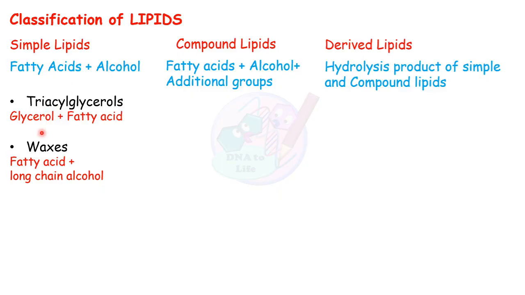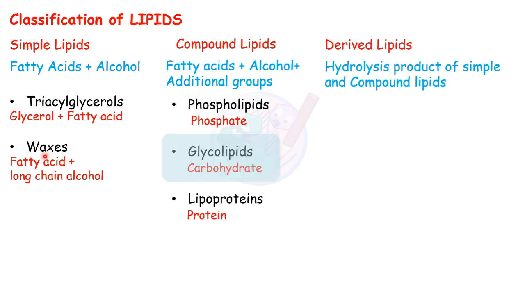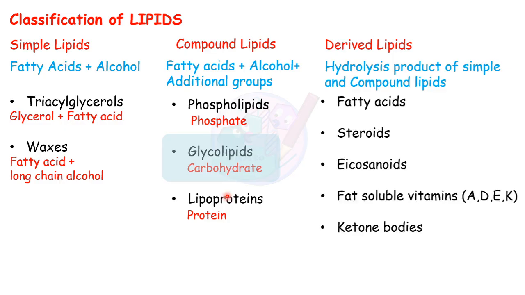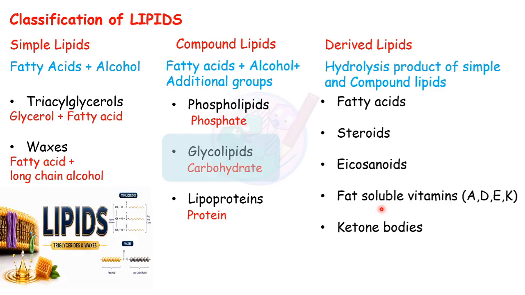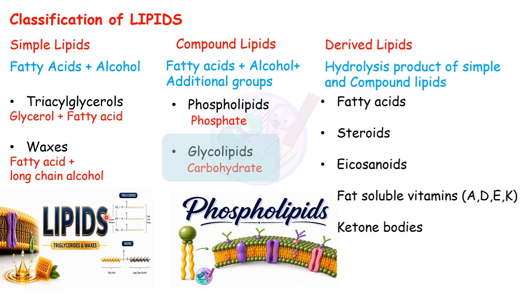Examples of simple lipids are triacylglycerol and waxes. Compound lipids are phospholipids, glycolipids, and lipoproteins, and derived lipids are fatty acids, steroids, eicosanoids, fat-soluble vitamins, and ketone bodies. In previous lectures, we have discussed the simple lipids, that is triacylglycerol and waxes, and in compound lipids, we have discussed the phospholipids. In this lecture, we will talk about another compound lipid, and that is glycolipids. So let's talk about the glycolipids.